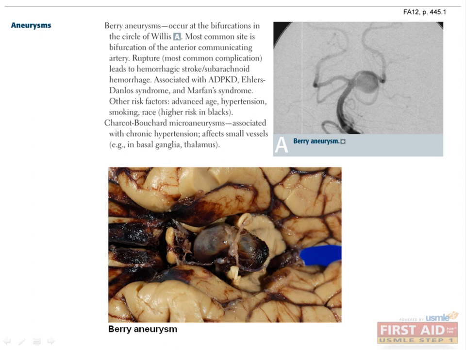Berry aneurysms are quite prone to rupture, which can lead to a subarachnoid hemorrhage. The risk factors for aneurysmal rupture include hypertension, smoking, and advanced age. And people with PKD, Ehlers-Danlos, Marfan syndrome, they're all predisposed to developing these aneurysms. Charcot-Bouchard microaneurysms are another type of aneurysm occurring in the lenticulostriate arteries to the basal ganglia and thalamus. When these aneurysms rupture due to chronic hypertension, a hemorrhagic stroke ensues.